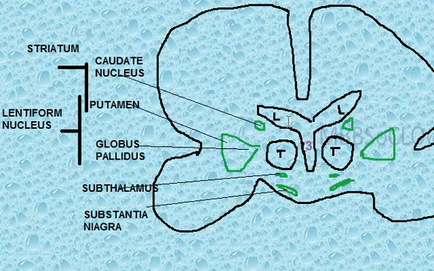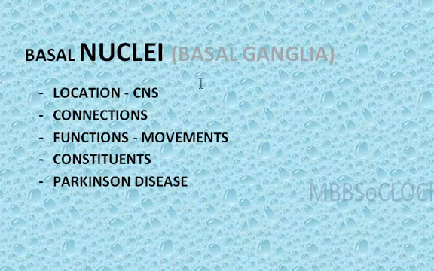This is the lateral ventricle. So they are below the lateral ventricle. Correct? This is the third ventricle and this is the thalamus. So the basal nuclei are lateral to the thalamus and the third ventricle. Fine. So can you now tell me the location of basal nuclei?